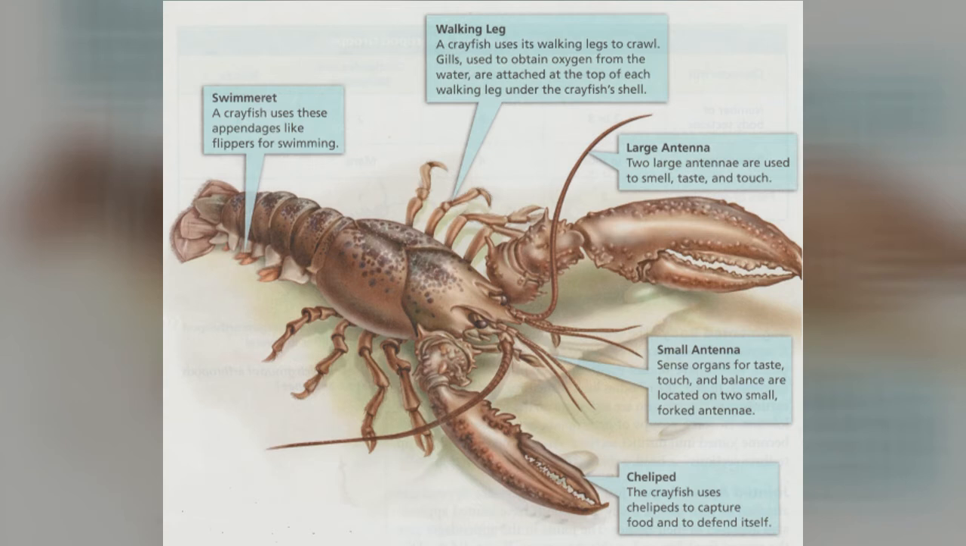Because crustaceans live in watery environments, most have gills in order to obtain the oxygen that they need. And the gills are located beneath the shell of a crustacean. Water containing oxygen reaches the gills as a crustacean moves along in its environment.